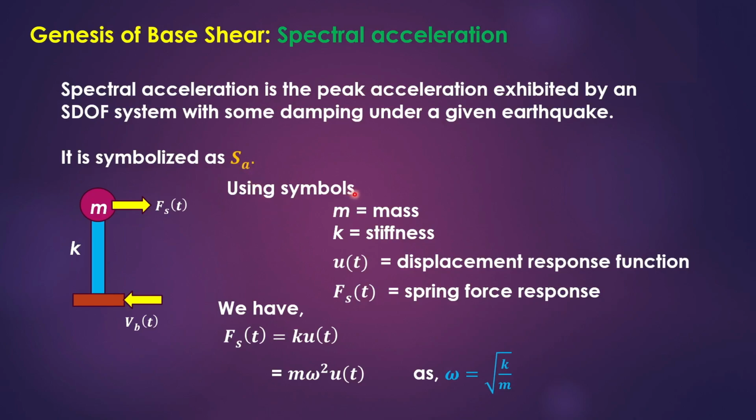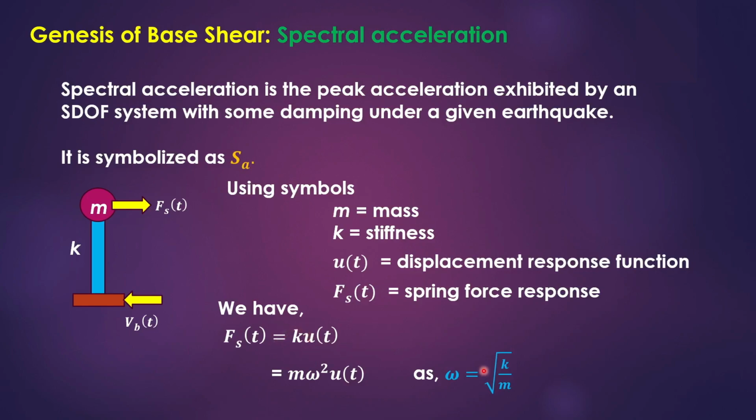So let us take these symbols here: m for mass, k for stiffness in this figure, and u(t) is the displacement response function. Displacement changes with time because earthquake is a time dependent force changing with time, so its response also will change with time. So u(t) is the displacement response function which is changing with time, and Fs say is the spring force, that is k into displacement. This k into displacement is the force which is the spring force or resistance force. So this also changes with time. You can write Fs(t), which is changing with time, equal to k into u(t), changing with time.